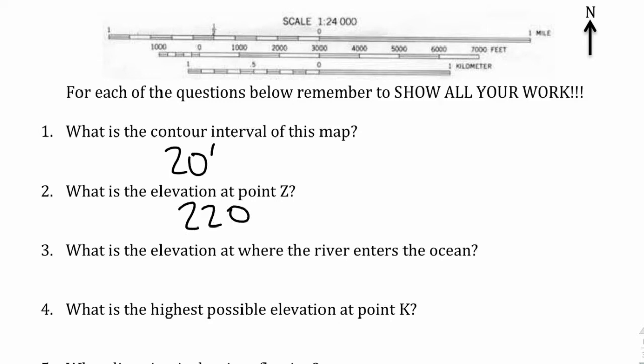Next it says, what's the elevation where the river enters the ocean? Kind of a trick question. Don't need to look at the map. It is 0 because the elevation at the ocean, at sea level, is 0.